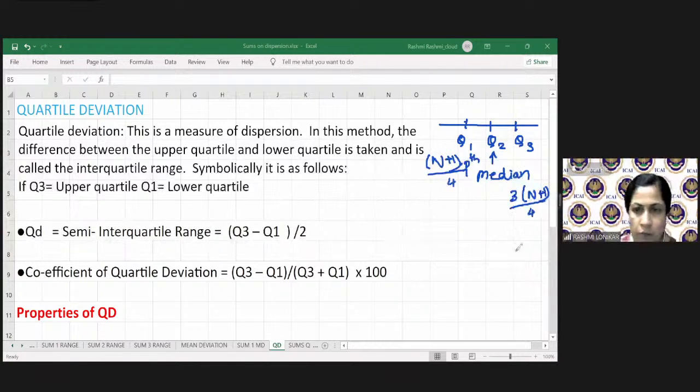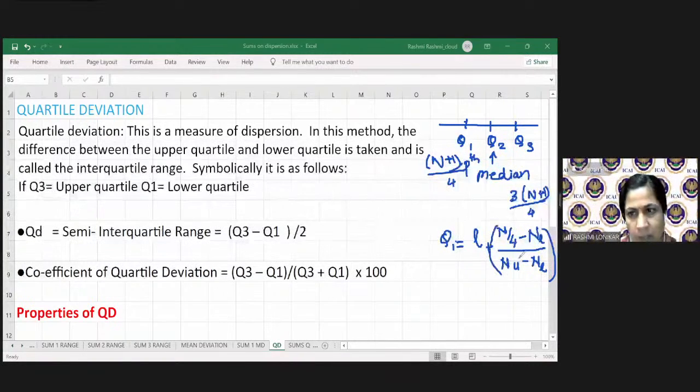ओके, ये मेरा अनग्रुप डेटा के लिए था। और ग्रुप डेटा के लिए क्या था? Q1 कैसे था? This was L plus N by 4 upon minus NL, that is the less than cumulative frequency of the pre-quartile class, upon NU, that is the less than cumulative frequency of the post-quartile class, minus NL. This whole thing has to be multiplied by C.